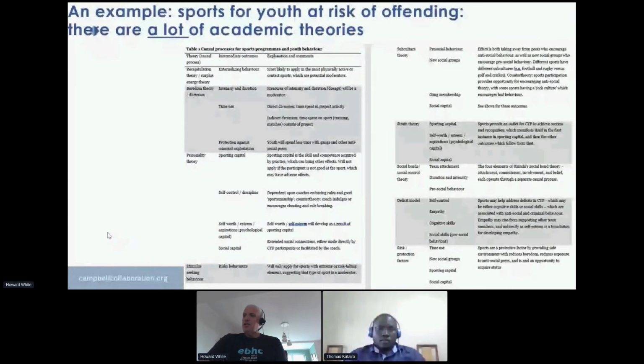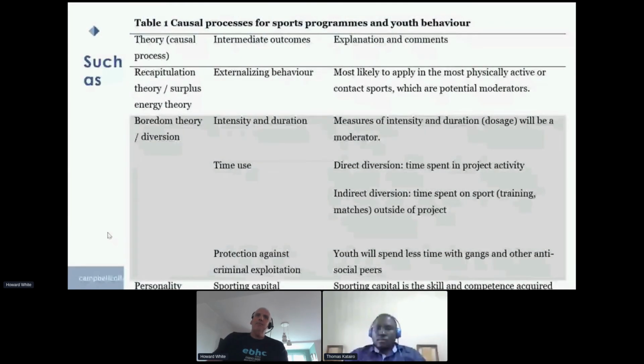Sports interventions to reduce offending. And I just mentioned a couple here. So one is recapitalization theory or surplus energy theory, different names but same theory. Basically, you've had lots of excess energy, they burn it off with sports, they're less likely to use it in other antisocial ways, so reduce externalizing behavior, aggression, offending, and so on.